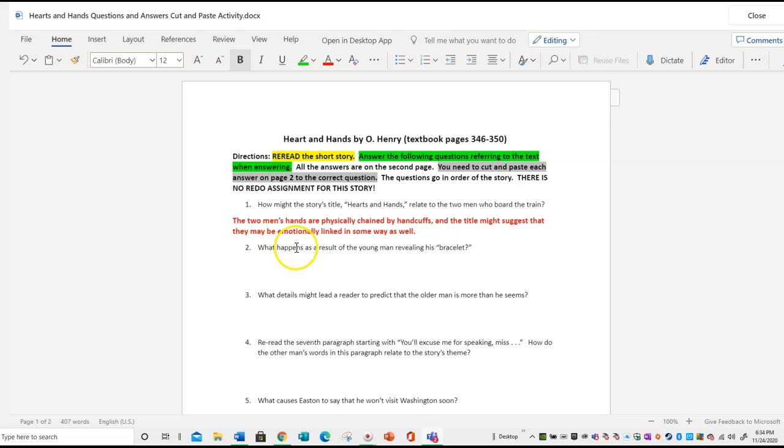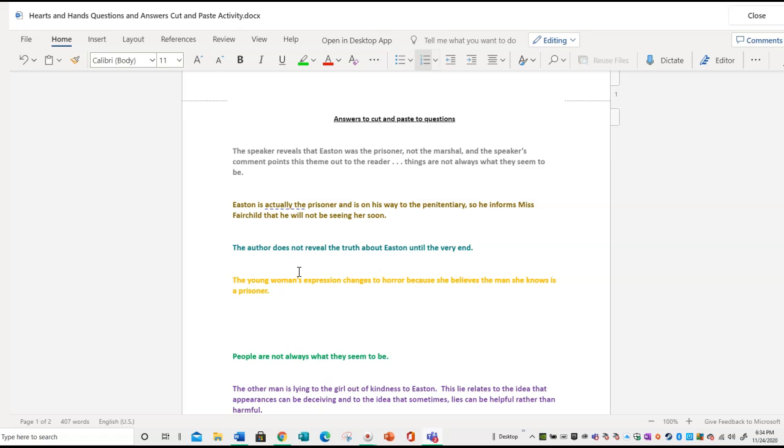Number 2, what happens as a result, because remember, cause and effect is another reading skill we're looking at, of the young man revealing his bracelet? Now, I'm going to think, is this a bracelet? No, he means handcuff. So he shows the young woman the handcuff.